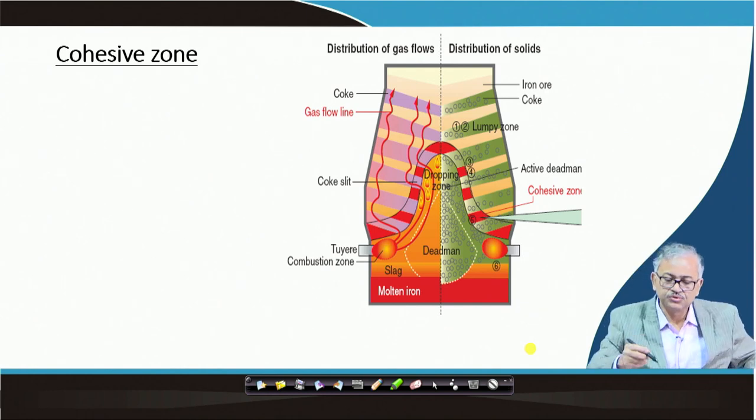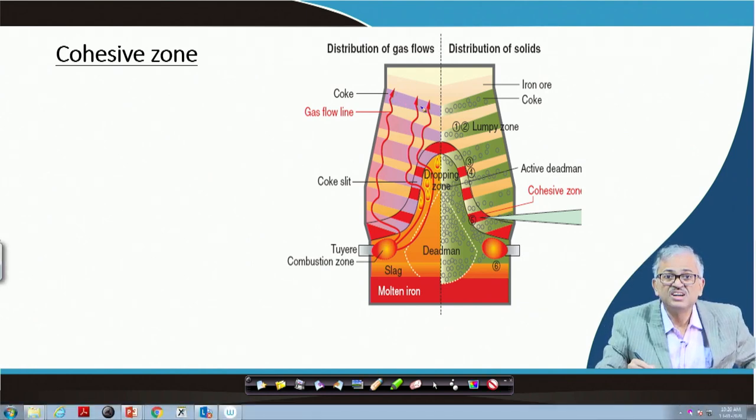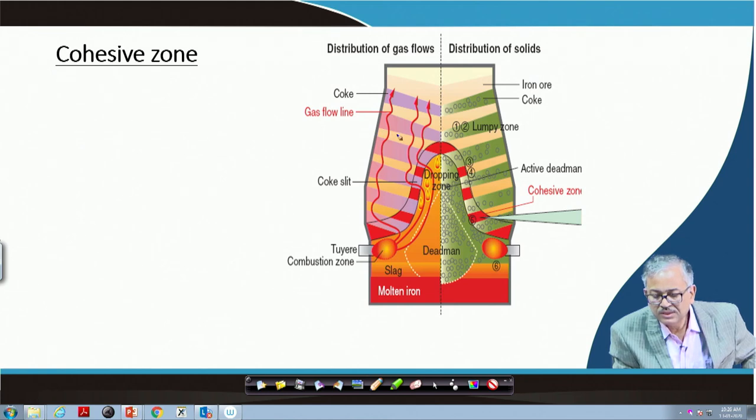It is very interesting. If you see this zone, the purple color is shown as the coke, and the little yellowish color shows the ore. So this is coke and this is ore. Again, this is coke, this is ore, like this. Now you can find that the ore layer, when it comes near the center in this region, has become red. Red means it has softened. So ore was solid here, and in this region it gets softened and becomes red.